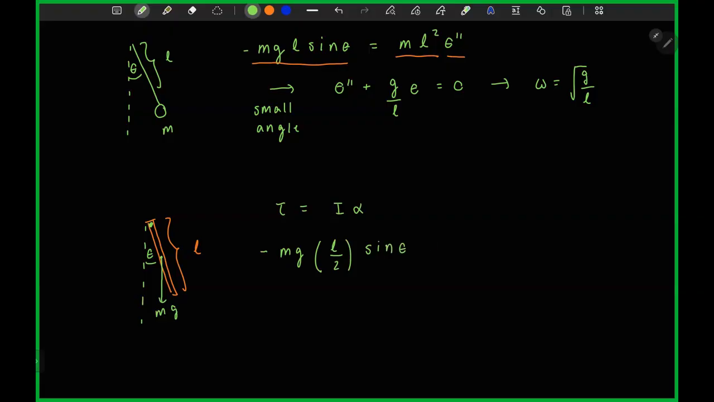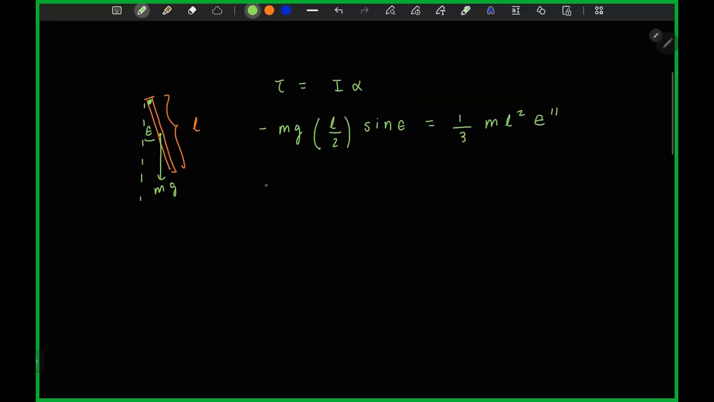We now need to consider the moment of inertia of the rod. And you might recall from earlier videos that the moment of inertia of a rod about its edge is 1/3 ml squared. And again, I'll replace alpha with theta double prime. And so what does this give us? Well, cancel out m, cancel out a factor of L, and let's do some simplification. So we'll have L theta double prime plus 3g over 2 sine theta equals 0. And at this point, I'll divide by L.